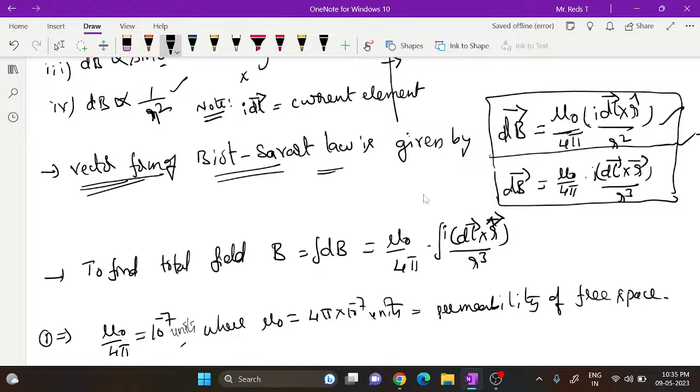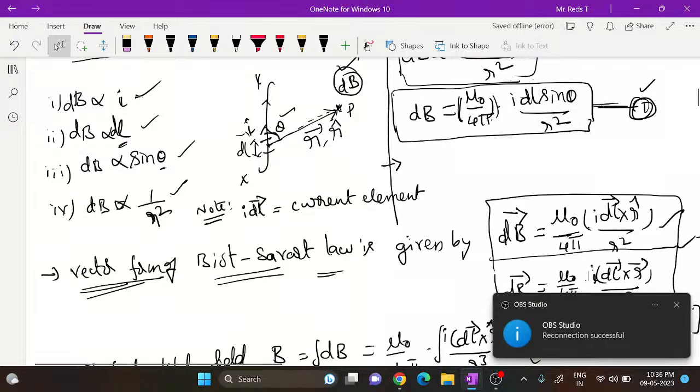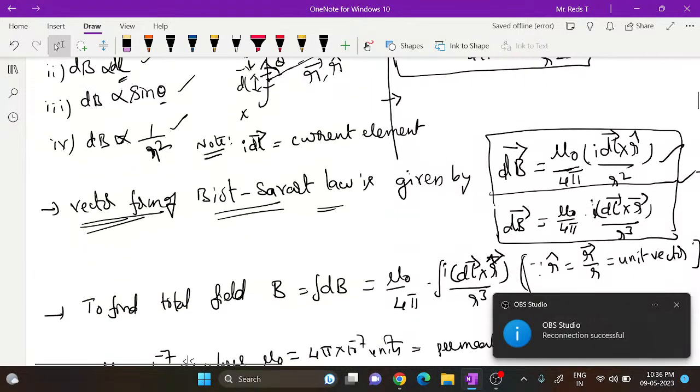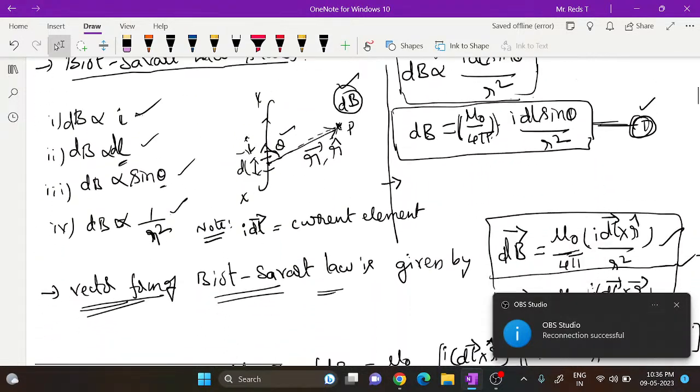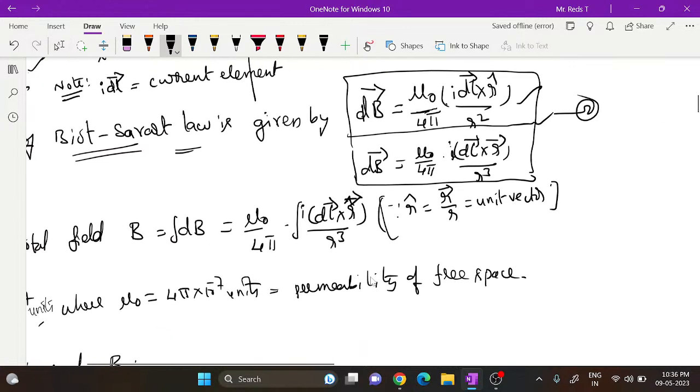Here r cap is the unit vector along the point. It can also be expressed as the r vector divided by its magnitude, because it is nothing but a unit vector. So it becomes r vector by r cube. The direction is perpendicular to the plane containing them. In this way we get this one. You can take this as equation 2, the vector form of Biot-Savart law. Equation 2.